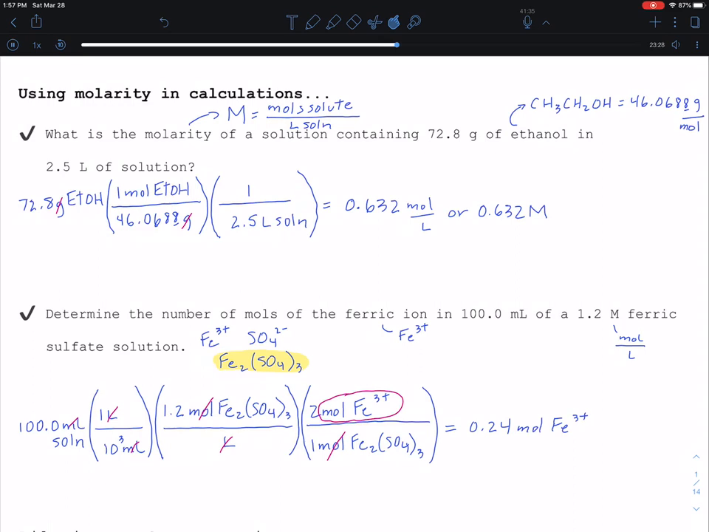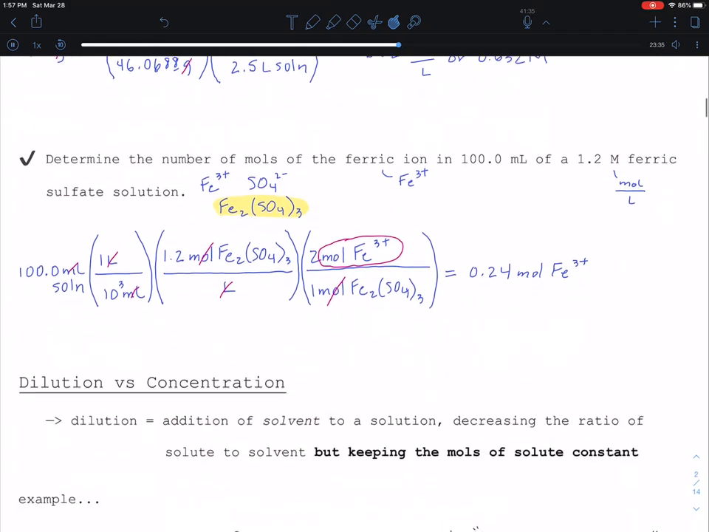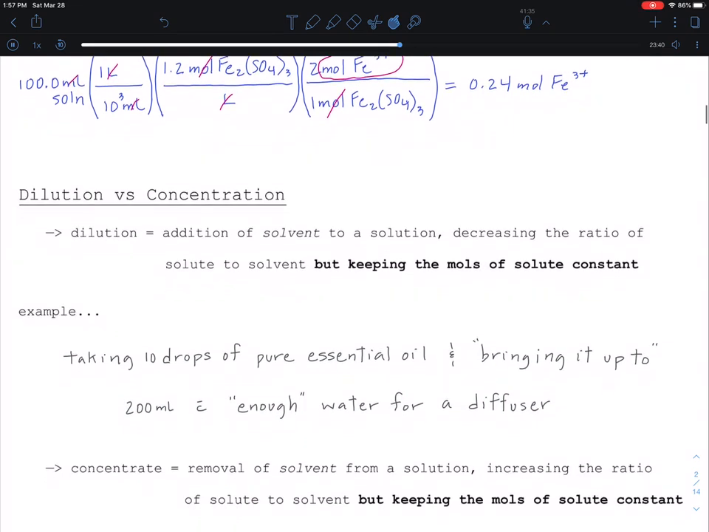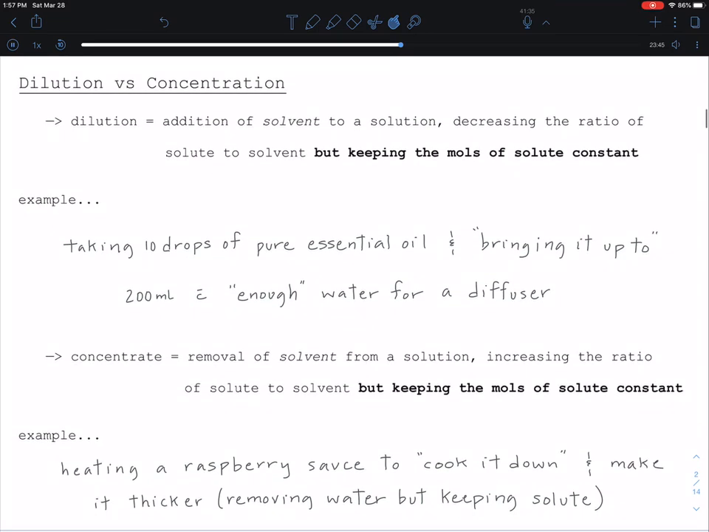All right, let's take a little bit of time to talk about the difference between dilution and concentration. It's not going to be too tough to imagine. Dilution is equivalent to the addition of solvent to a solution. But what's actually happening is you're decreasing the ratio of solute to solvent, but you are not eliminating moles of the solute. For example, I could take 10 drops of lavender oil and bring it up to 200 milliliters.